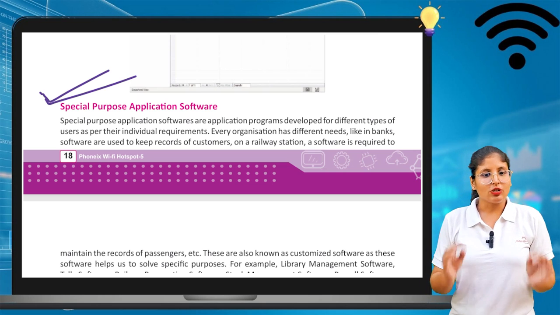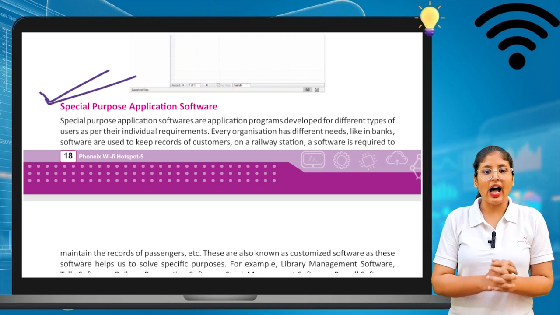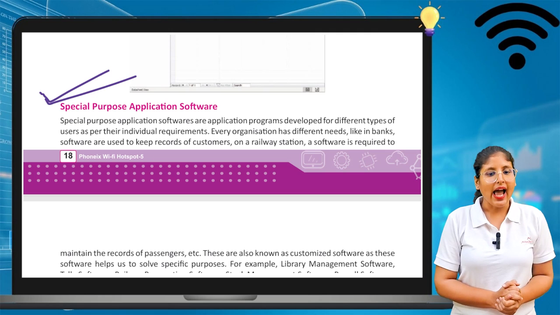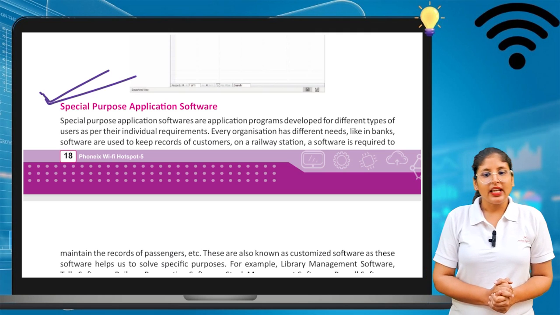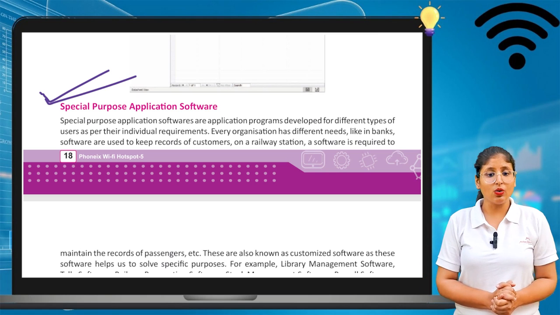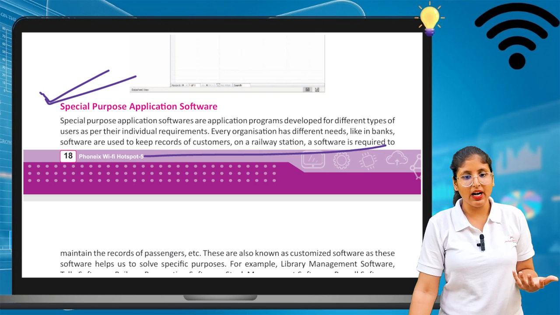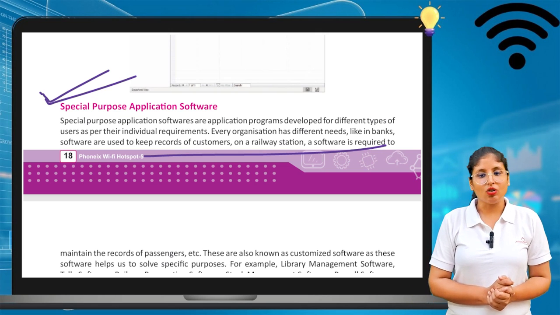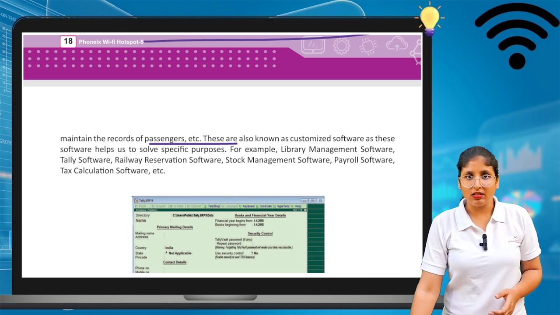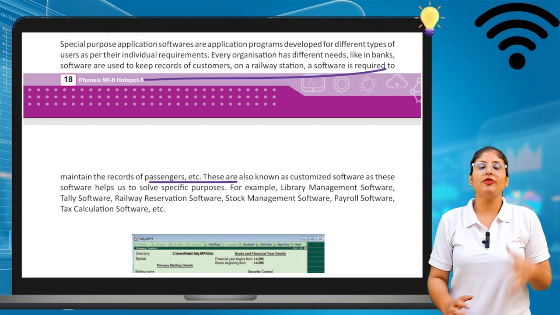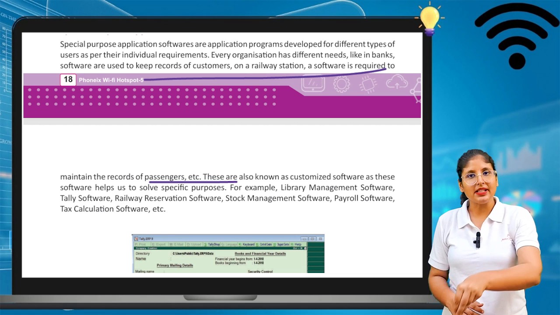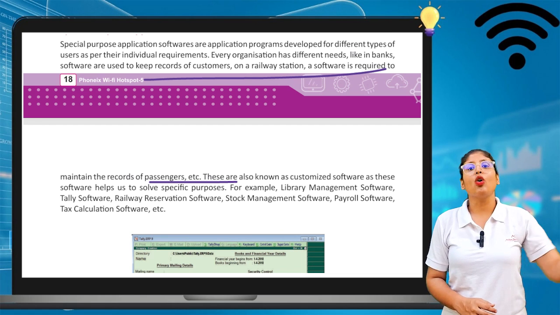Special purpose application software are application programs developed for different types of users as per their individual requirements. Every organization has different needs. Bank software is used to keep a record of customers, and railway software is required to maintain a record of passengers. Every sector or company has different software for that.